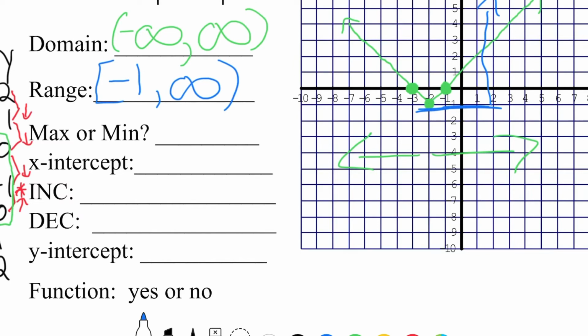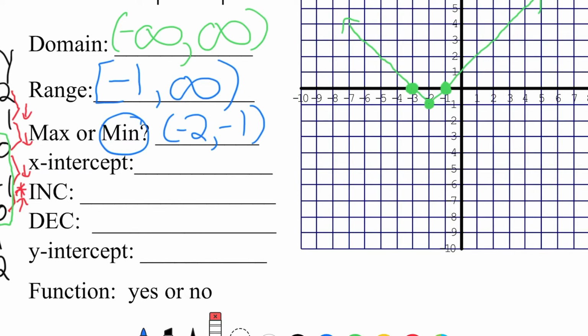Then we have a min or a max. Smallest point is at (-2, -1). That's our min. Our x-intercept, we can either use our calculator or we can just look at our graph because we can look at specific points. Our x-intercepts, where it intersects the x-axis, are at (-3, 0) and (-1, 0).